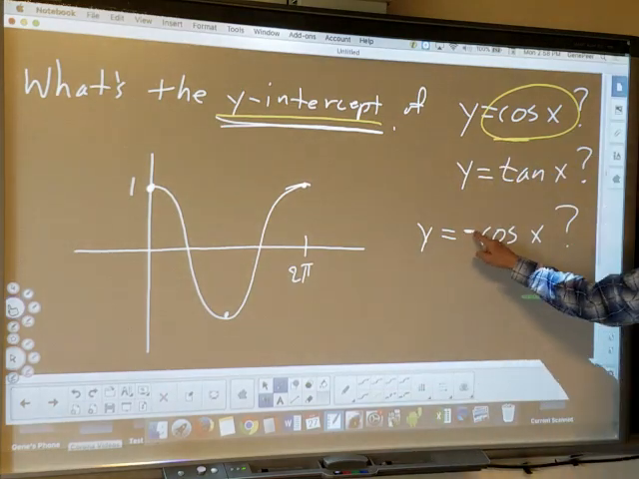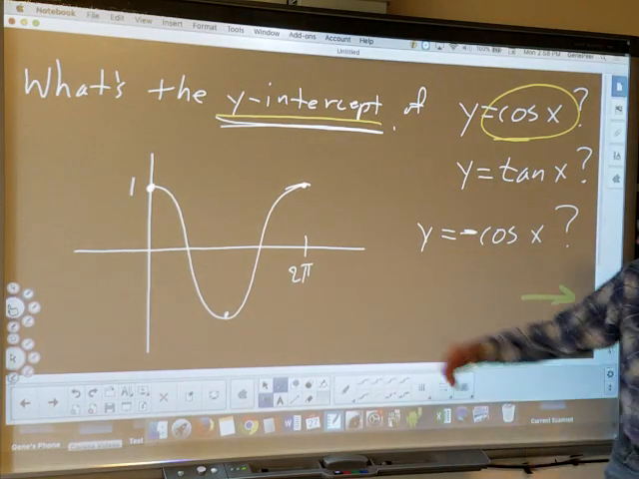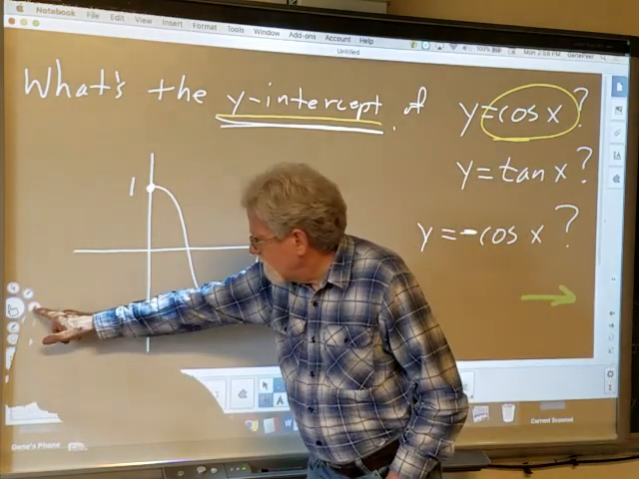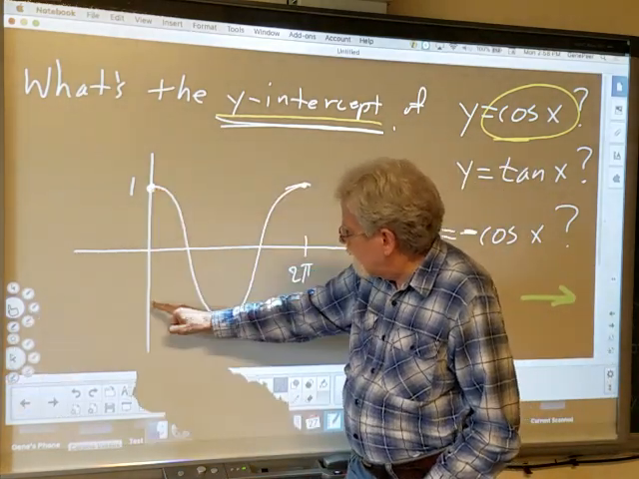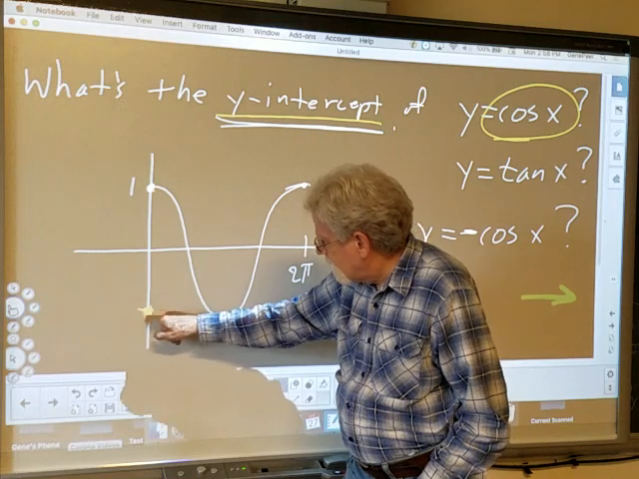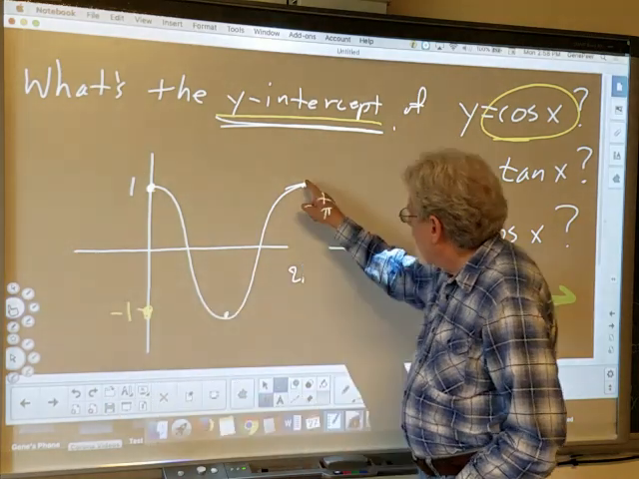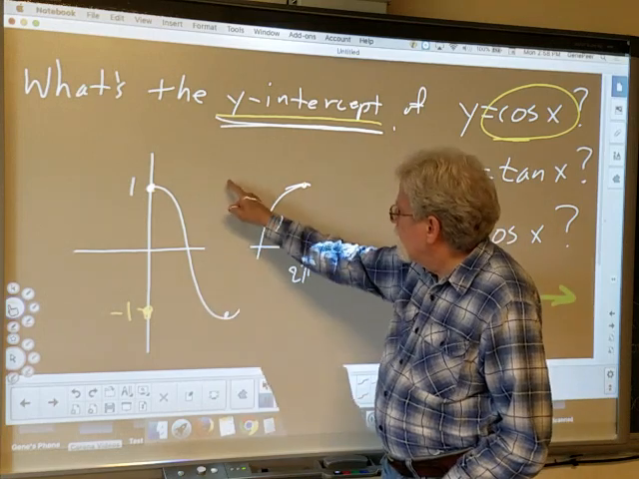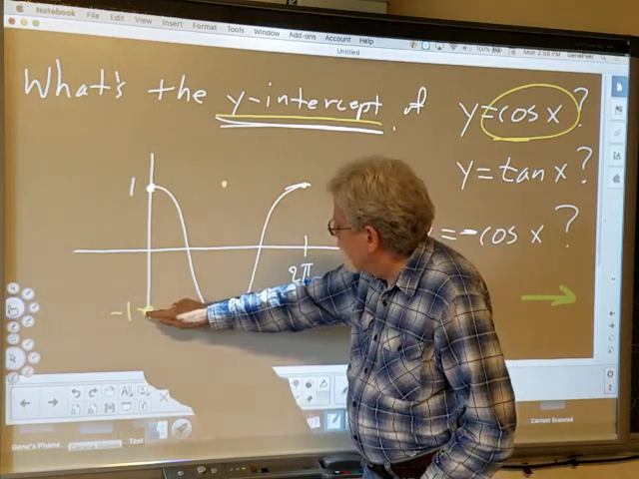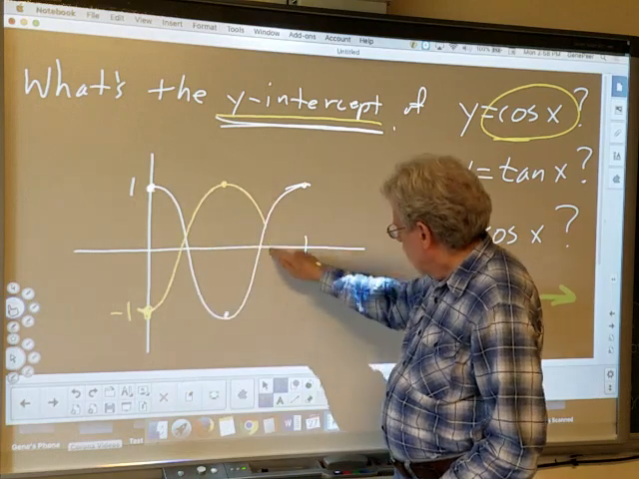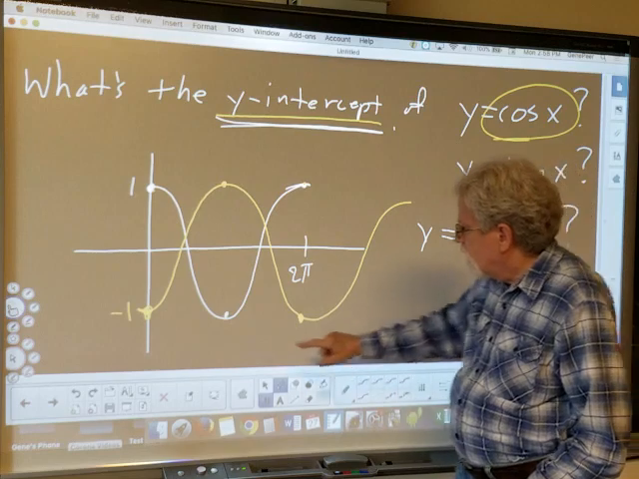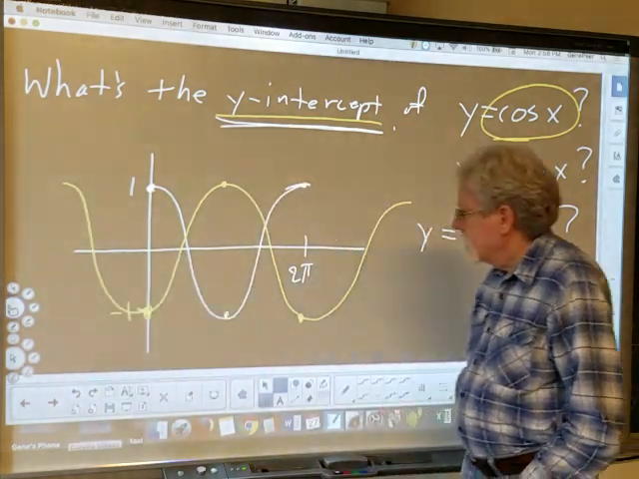But this says inverse cosine. So what do we do? The whole thing simply gets flipped around. So for inverse cosine, instead of positive 1, we've got negative 1. And instead of negative 1 here, we have positive 1. So inverse cosine is the same thing, but flipped upside down. And of course, it repeats forever.